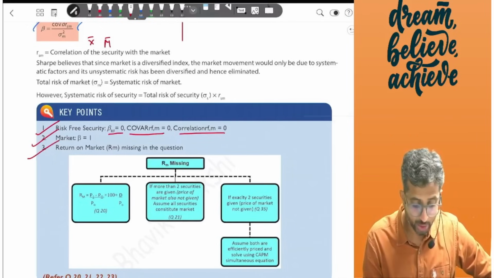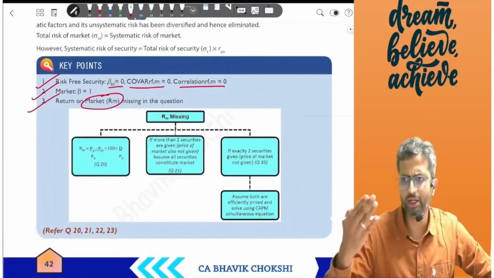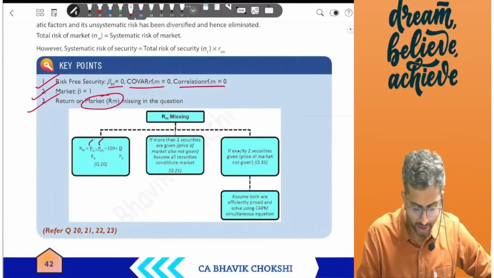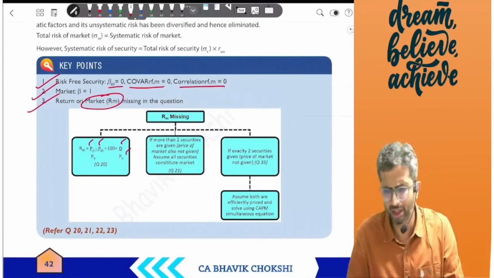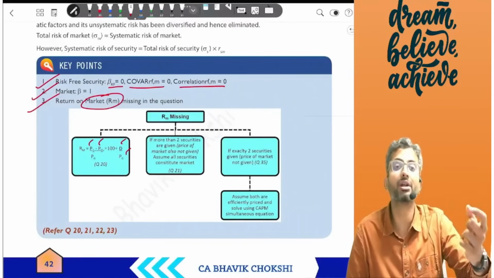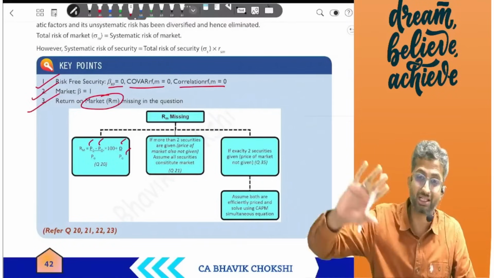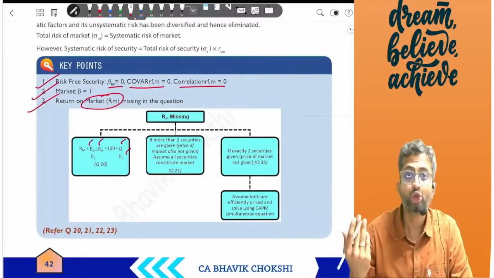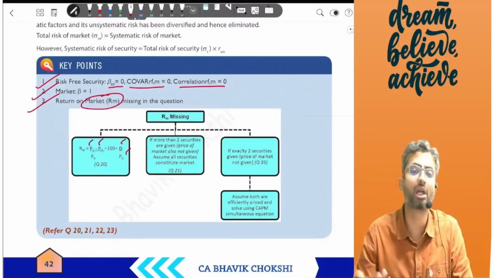In certain cases where the return on market is not given, how will you solve? First, if prices of the market are given, then you will do P1 minus P0 plus D upon P0 into 100. This will give you the return of the market. Sometimes the market dividend yield is given in percentage. Remember, for the market there is no face value, so if the percentage is given, it is a percentage of the market price. Second, you might be given a list of securities, and from that you have to determine the market.